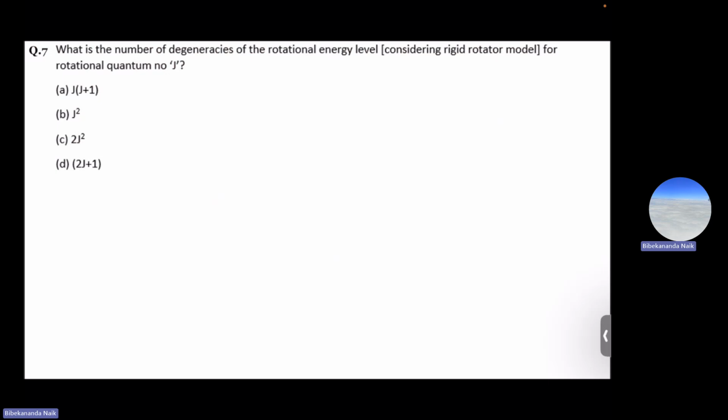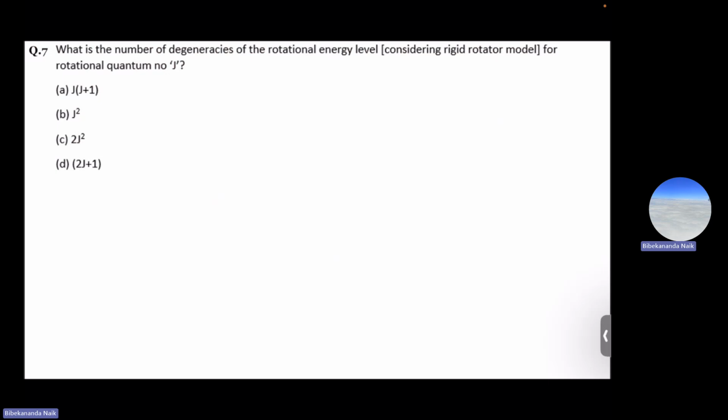Now I move to question number 7. It says, what is the number of degeneracies of the rotational energy level considering the rigid rotator model for rotational quantum number J? Options are option A, J into J plus 1, option B, J square, option C, 2J square, or option D, 2J plus 1.